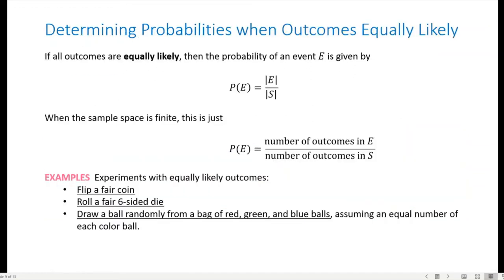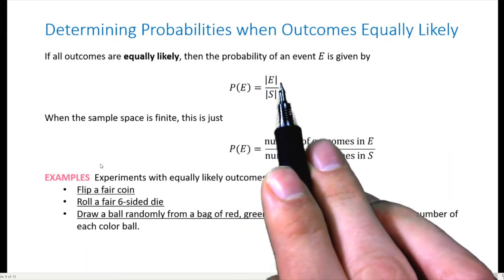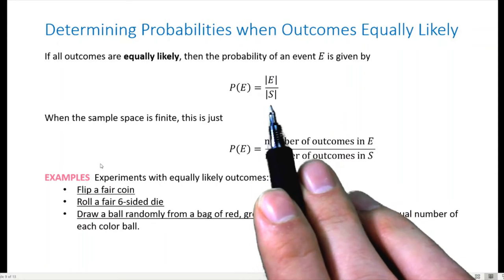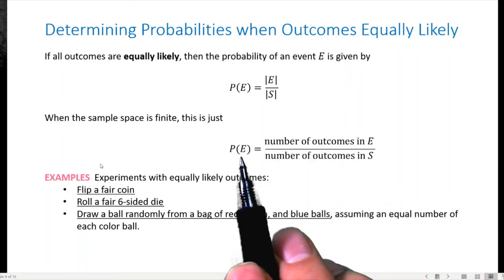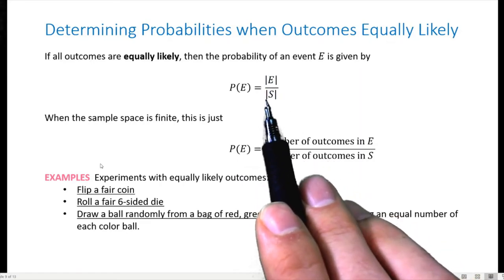Determining the sample space is important because it's going to help us compute probabilities, okay? And that is what this is about: determining probabilities when outcomes are equally likely. So in the event that every outcome is equally likely, then the probability of an event is given by the size of the event divided by the size of the sample space.